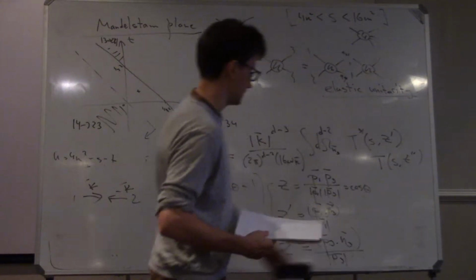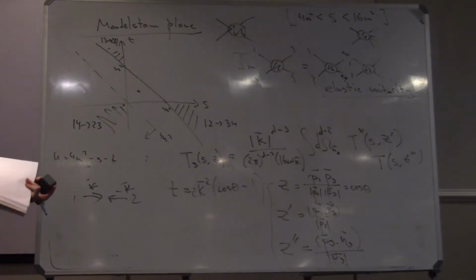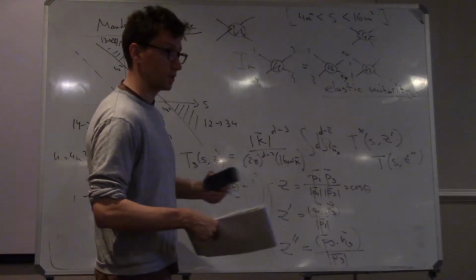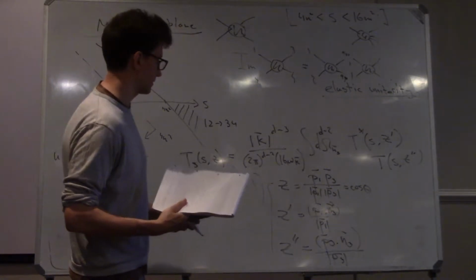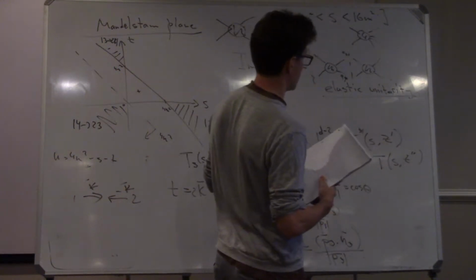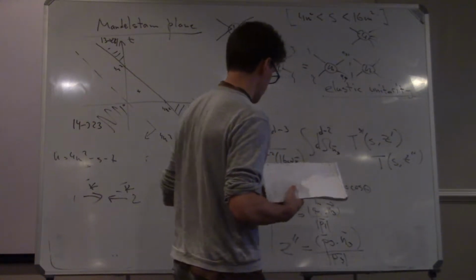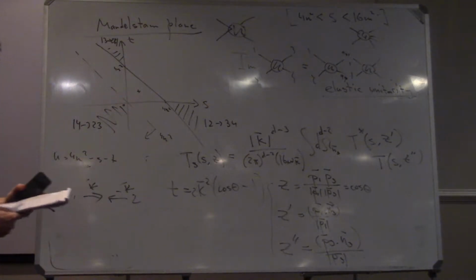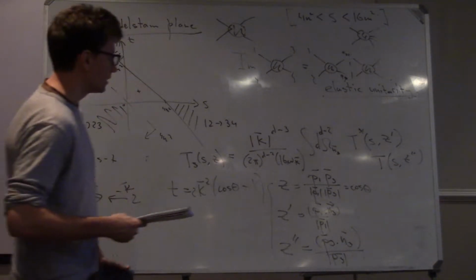So what Mandelstam did is he realized how to take this equation and analytically continue it in T. You know, we started with S between 4m squared and 16m squared, and T being negative for physical process. We're describing physical process. And now the idea is to analytically continue this equation. How to do that?